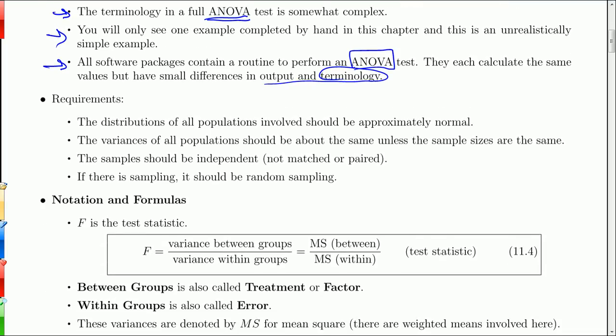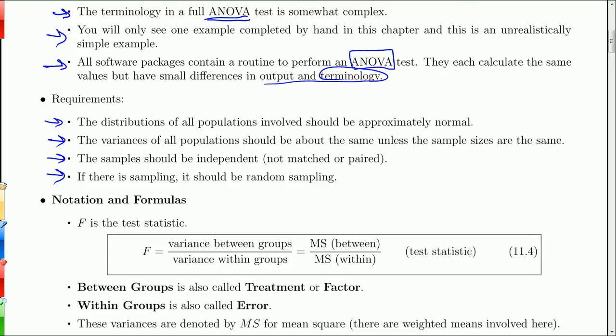The requirements to conduct an ANOVA test: the distribution of all populations involved should be approximately normal. The variances of all populations should be about the same, unless the sample sizes are the same. The samples should be independent, not matched or paired. And if you're sampling, it should be a random sample.